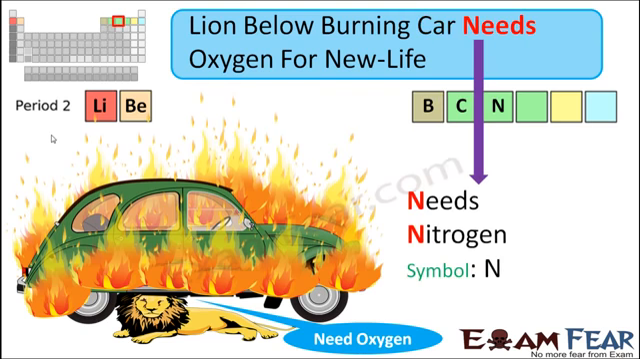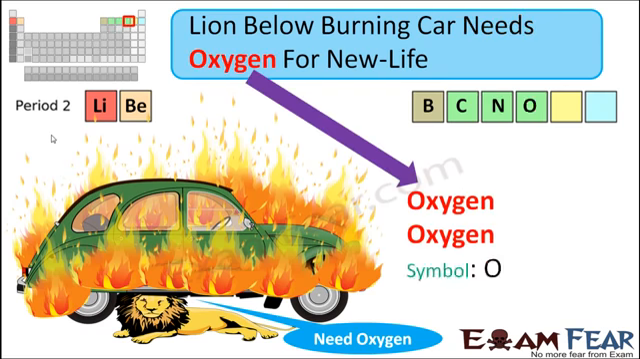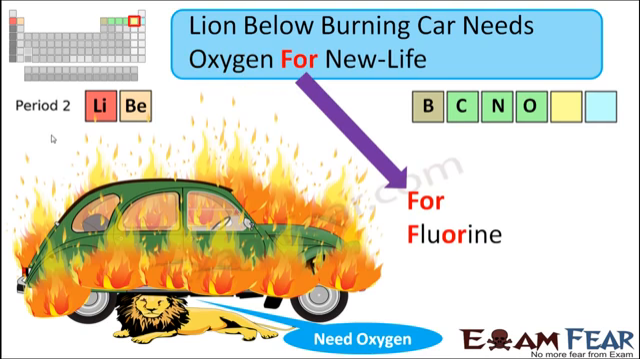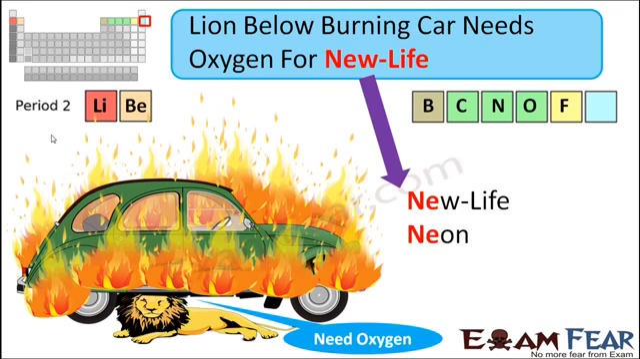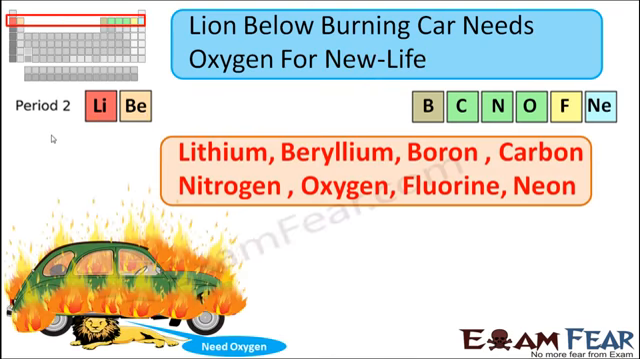Needs, N in needs, again N in nitrogen. So needs reminds of nitrogen. Oxygen, of course, is oxygen. For reminds of fluorine. And new life reminds of neon. So finally, our memory tip for elements in period 2 would be lion below burning car needs oxygen for new life. Now, if you just remember this picture, that's enough. So remembering the picture, you will be able to remember the memory tip. And once you remember the memory tip, you very easily remember the name of the elements.